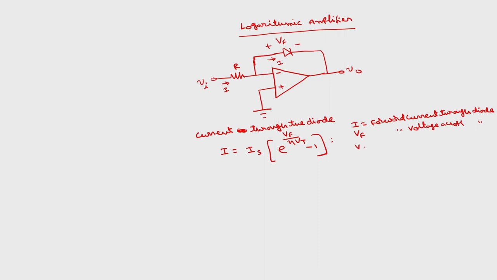And Vt is the thermal voltage. This is constant, which is 26 millivolts at 300 degrees Kelvin or 27 degrees centigrade, and eta is a constant, which is equal to 1 for silicon and 2 for germanium. Is is the reverse saturation current.